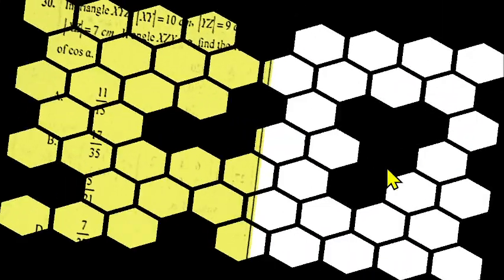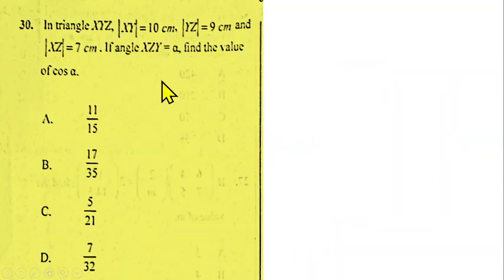Sorry for the delay. Question number 30 is from the cosine rule. In triangle XYZ, side XY is 10 cm, side YZ is 9 cm, and side XZ is 7 cm. If angle XYZ is alpha, you have to find the value of cos alpha.